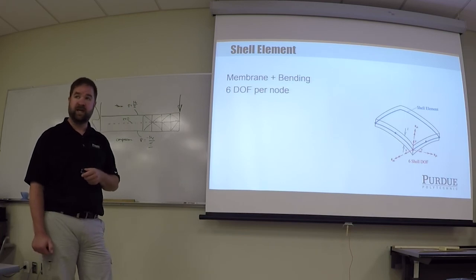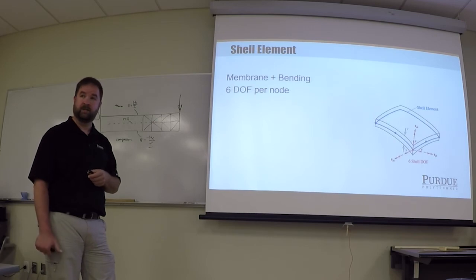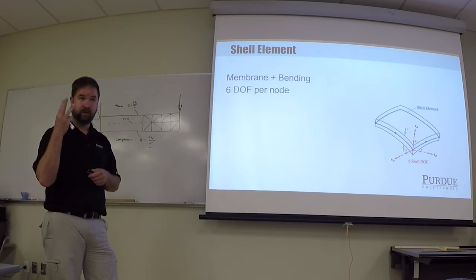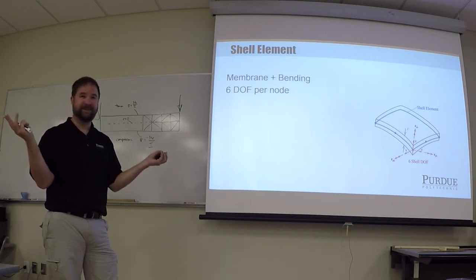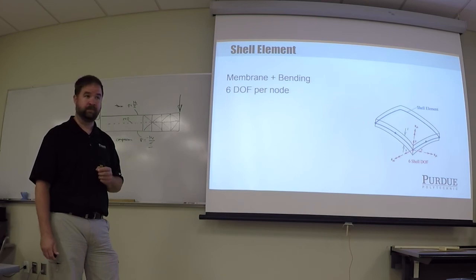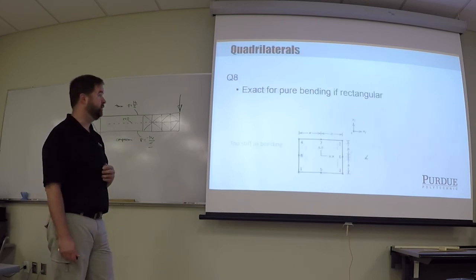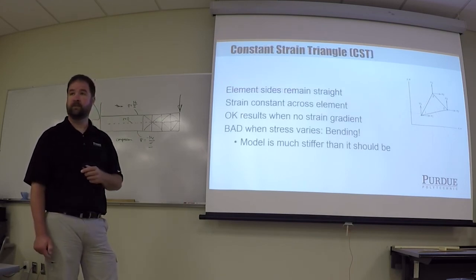So if I have a CST, do the math for me. CST is a constant strain triangle, has 3 nodes, right? 6 degrees of freedom per node. If it's a shell, gives me... 3 nodes times 6 degrees of freedom is 18. Okay? So a CST, if it's a shell, has 18 degrees of freedom.